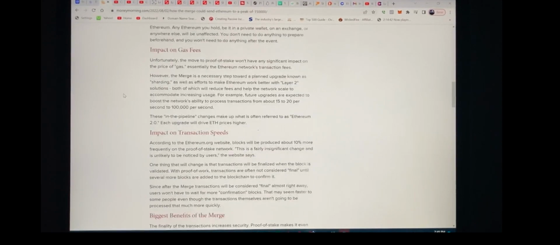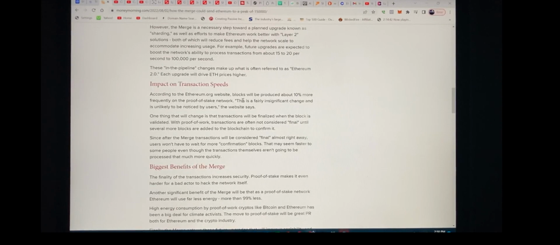The impact on gas fees. Unfortunately, the move to proof of stake won't have any significant impact on fees. However, the merge is a necessary step toward a planned upgrade known as sharding, as well as efforts to make Ethereum work better with layer 2 solutions, both of which will reduce fees and help the network scale to accommodate increasing usage. For example, future upgrades are expected to boost the network's ability to process transactions from around 15 to 20 per second to 100,000 per second. Let that sink in.